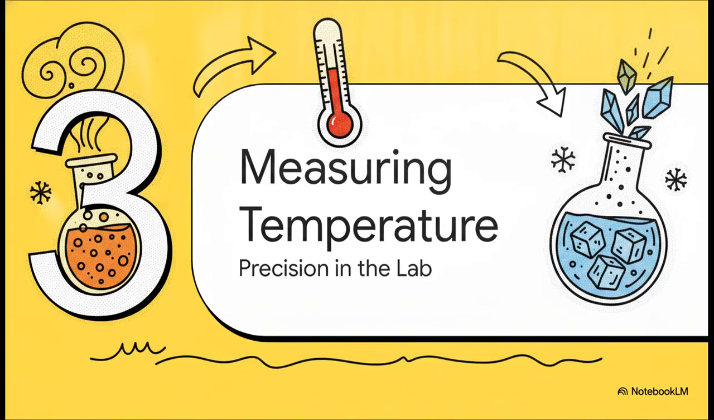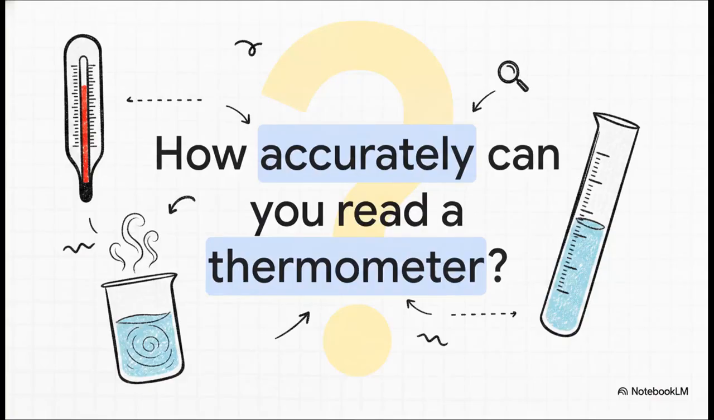Which brings us to Section 3, precision measurement of temperature. Once we know how much liquid we have, we usually need to know how hot or cold it is, especially when we're investigating changes of state. So let me ask you, how accurately can you read a thermometer? I mean, it seems simple enough, right? But just like the measuring cylinder, it requires a careful eye and a real understanding of how the tool actually works to avoid careless mistakes.